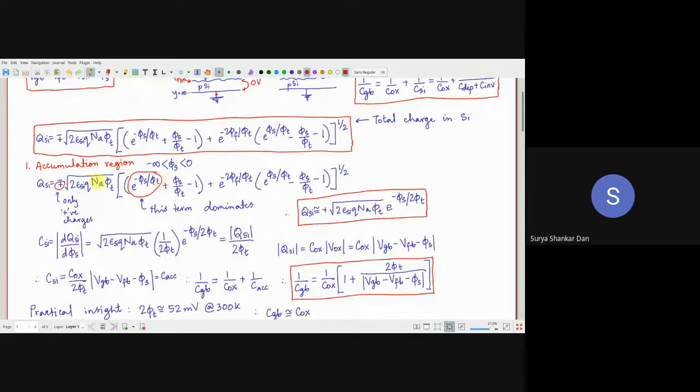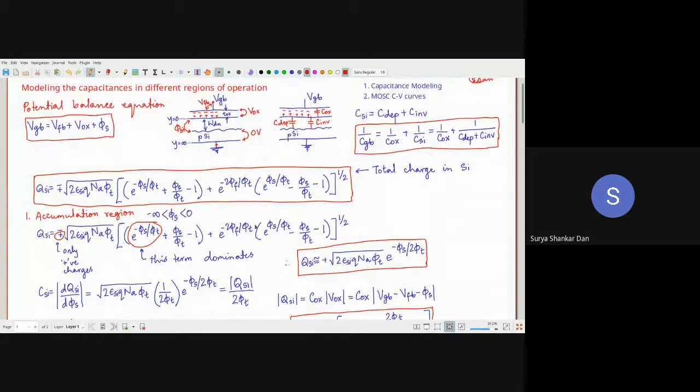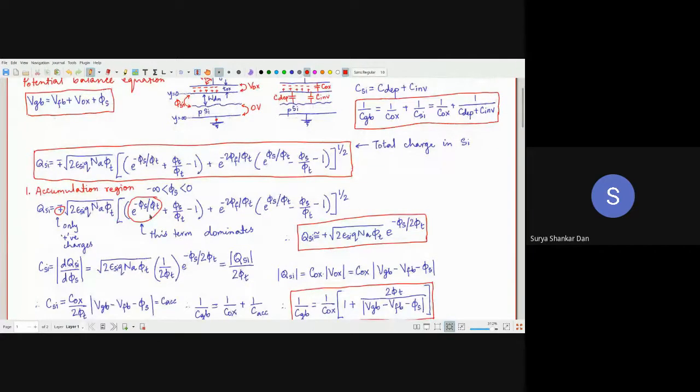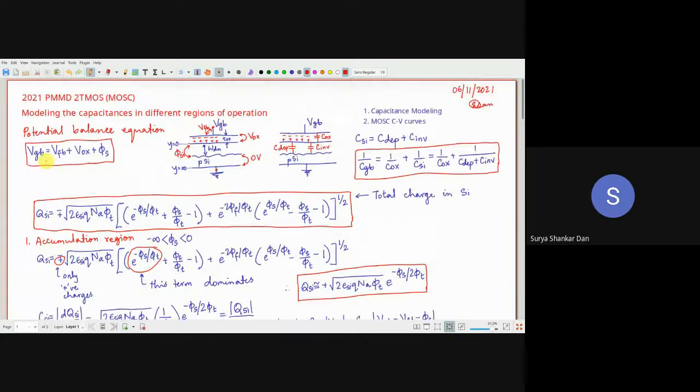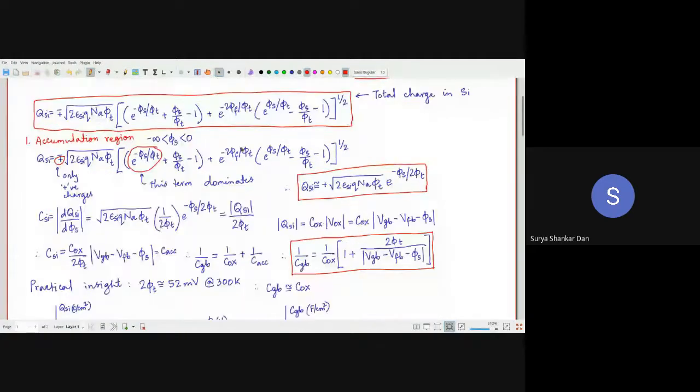Okay, so if it is an accumulation region, what we observe is that the surface potential is negative. So agar surface potential negative hai, this was the original. So in every case, what I have done is I have simply copied this master equation, the total silicon charge, usko maine copy kiya hai, and we are trying to find out which of the terms will be dominating in that particular region. Okay, so that we can essentially develop a meaningful physics-based model for our understanding. So when surface potential is negative, what will happen? The gate potential VGB is negative, so more positive charges will come in the silicon surface. Correct? So if it comes to the surface, positive charges, so only positive charges will hold.